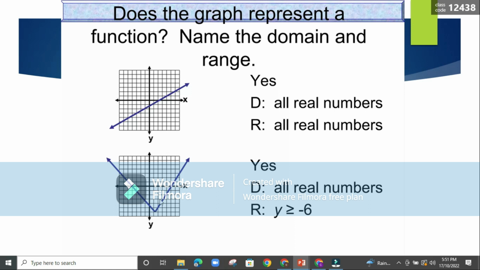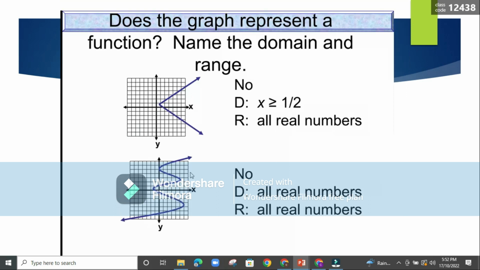The y values are going up, greater than or equal to negative 6. There's no way that it will go down, okay? Because the arrows are in these two directions. Okay, let's proceed.